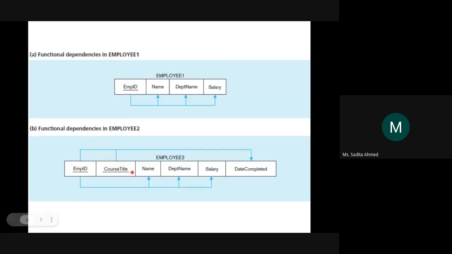The combination of employee and course title is the determinant, which determines the value of date completed. To the right, we have date completed, which is functionally dependent on the determinant. To the left, we have the MID and course title combination. So if you know both of these, from that you can find out the value of date completed. That's functional dependency.